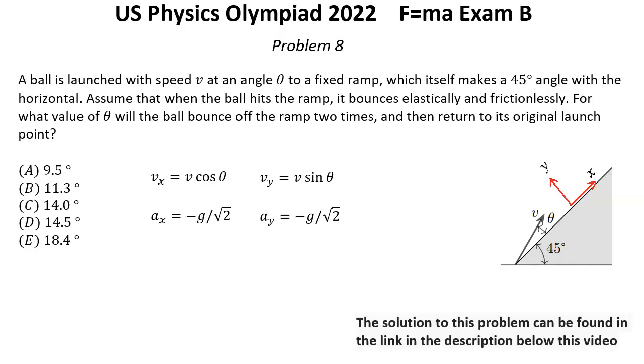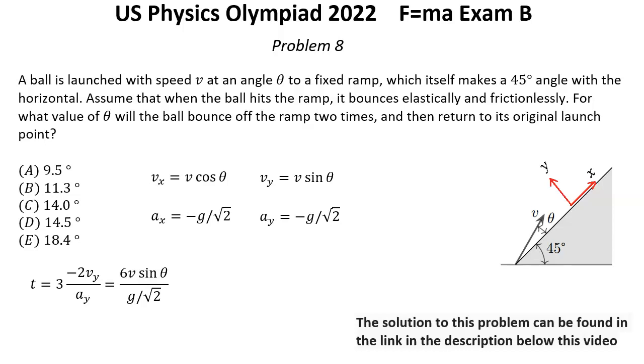First, for both directions, we can count the total time to travel. If the ball is hitting this incline 2 times before it returns to the initial point, it means that it traveled 3 times up and down. It means that the total time to travel equals 3 times the change of vertical velocity, which is negative 2 Vy over Ay, which is 6v sine theta over g over square root of 2.